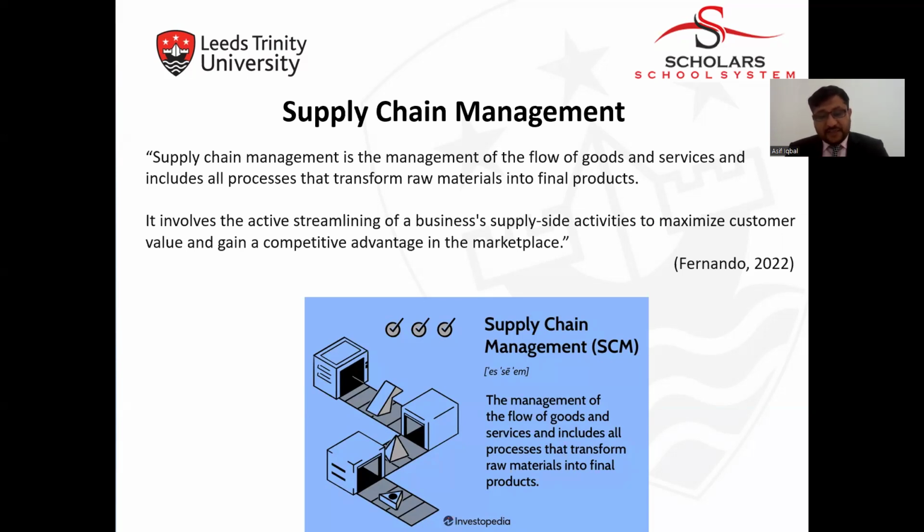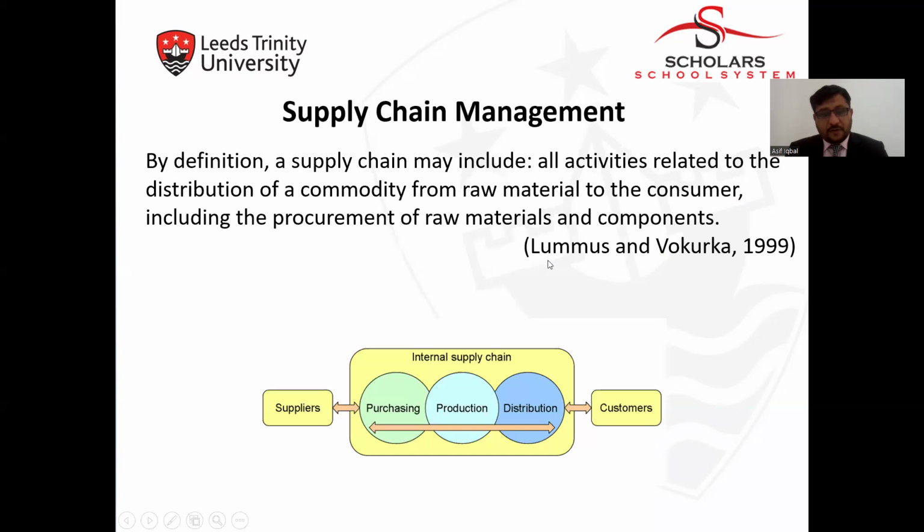As in the picture, it mentions supply chain management, the management of the flow of goods and services, including all processes that transform raw material into the final products. Supply chain management, by definition, may include all activities in the distribution of a commodity from raw material to the consumer, including the procurement of raw material and components.